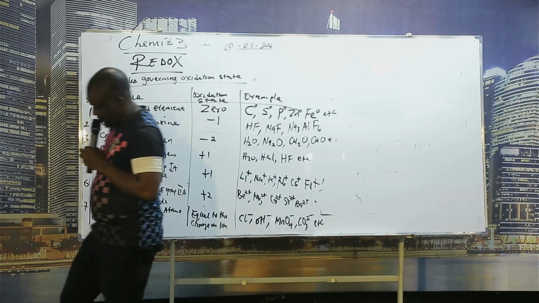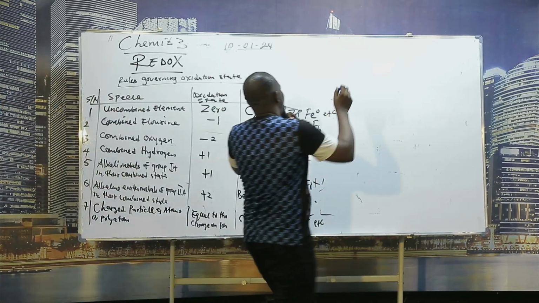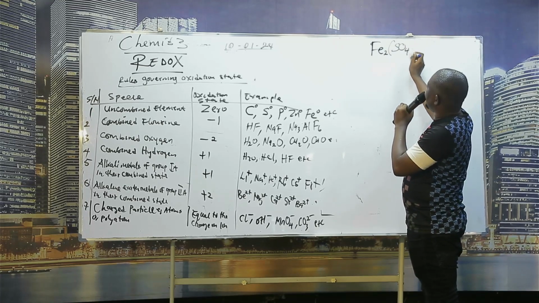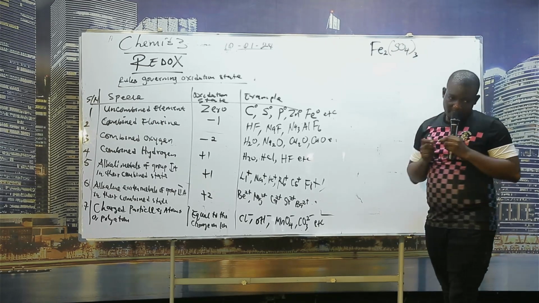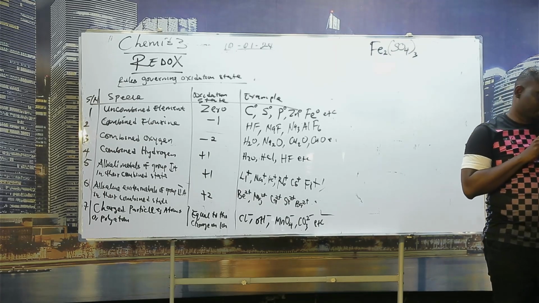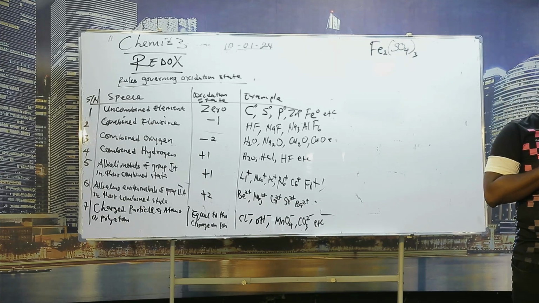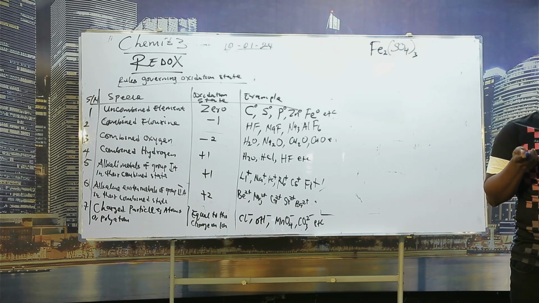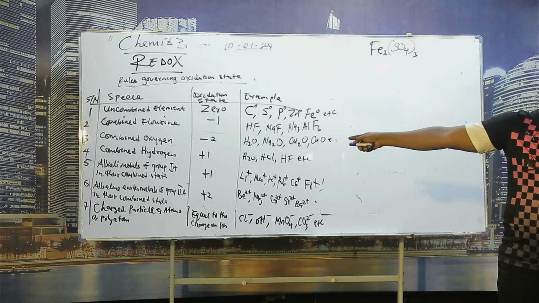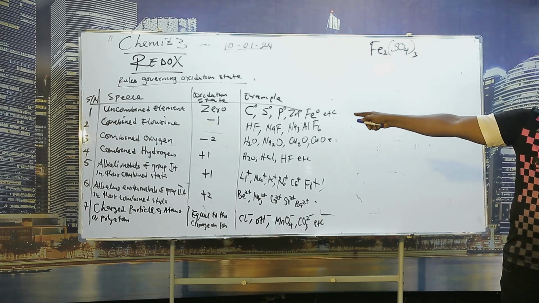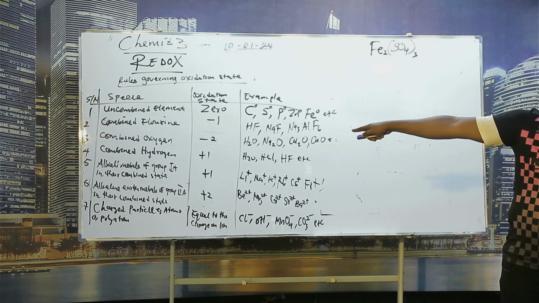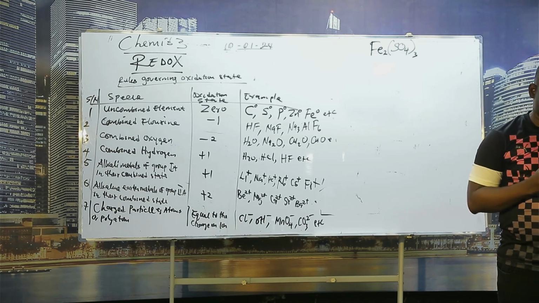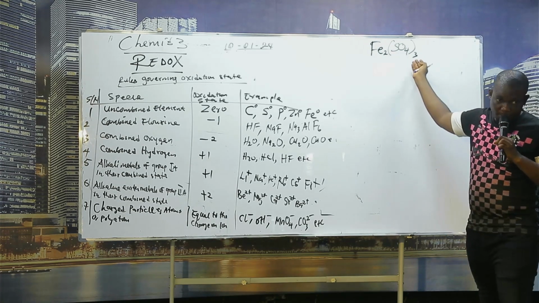Okay, now listen. Fe2(SO4)3. You look as if two variables are unknown. First, it is sulfur. Second, it is iron. You see the point? The rules here did not ascertain the oxidation state of iron. The rule is just 8 in number. So how then do we know the state of iron?